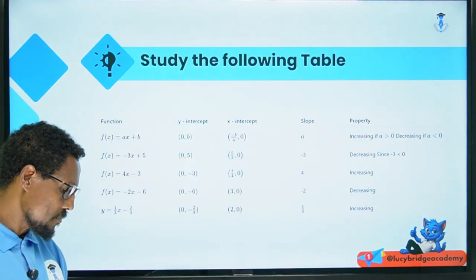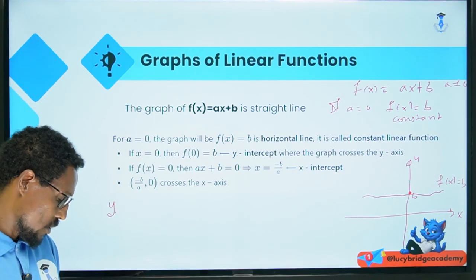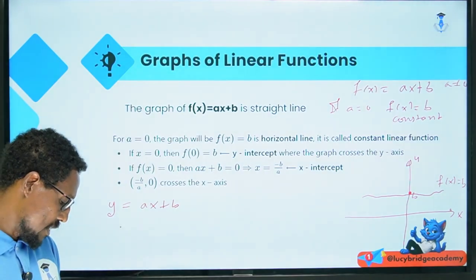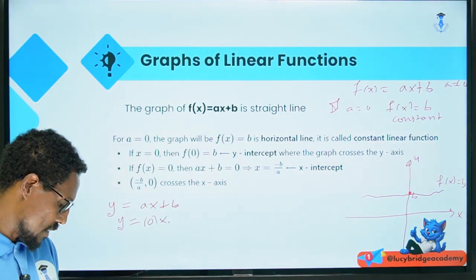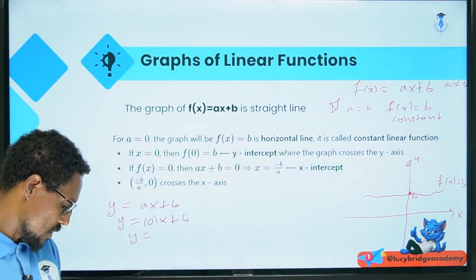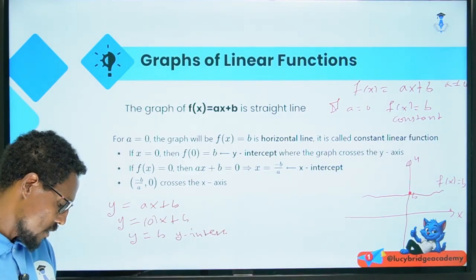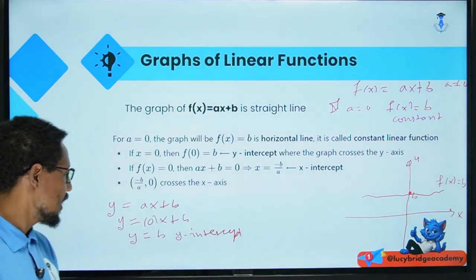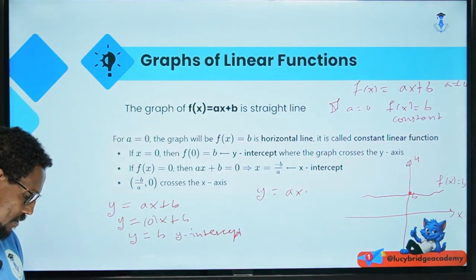Good. Okay, y is equal to f of x is equal to ax plus b, as I said earlier. And when we make x 0, y is equal to 0 times x plus b, which is y is equal to 0 plus b, which is b, which is called the y-intercept. That means the graph crosses the y-axis at b. And again, y is equal to ax plus b.